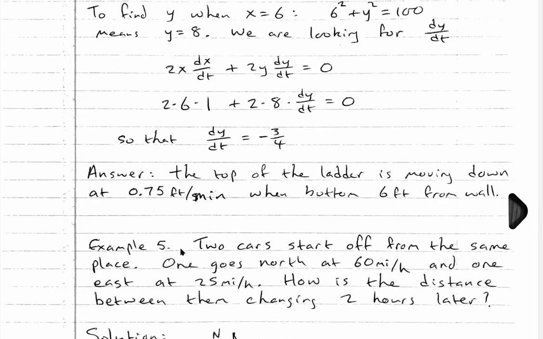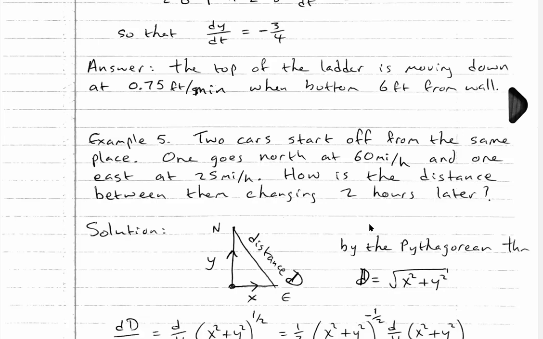Okay, moving on to the next one. This is the real classic calculus problem. Two cars start off from the same place. One goes north at 60 miles per hour. One goes east at 25 miles per hour. How is the distance between them changing 2 hours later? Yeah, this is a classic.